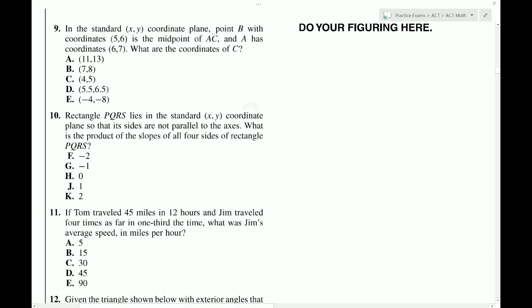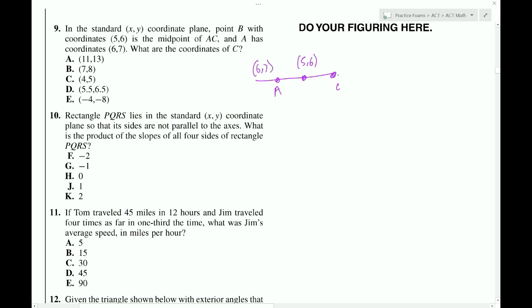In the standard xy coordinate plane, point B has coordinates (5, 6) and is the midpoint of AC. So you don't even need to draw a coordinate plane. You can just draw a line, pretend like it's a line. So here's A, here's C, here's your midpoint. Okay, so (5, 6) is your midpoint, and point A has coordinates (6, 7).